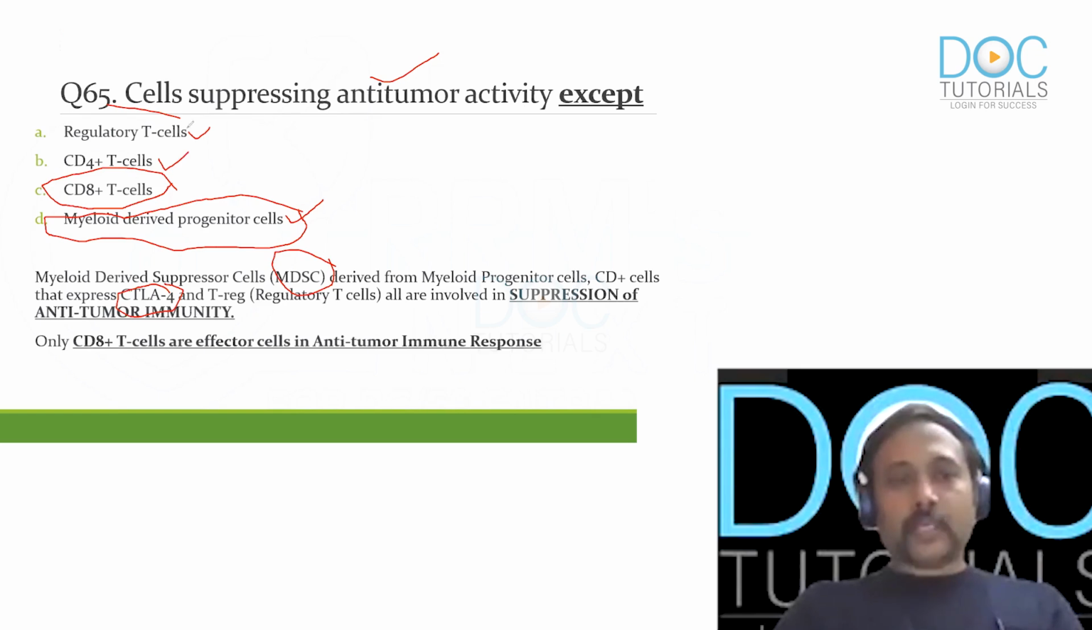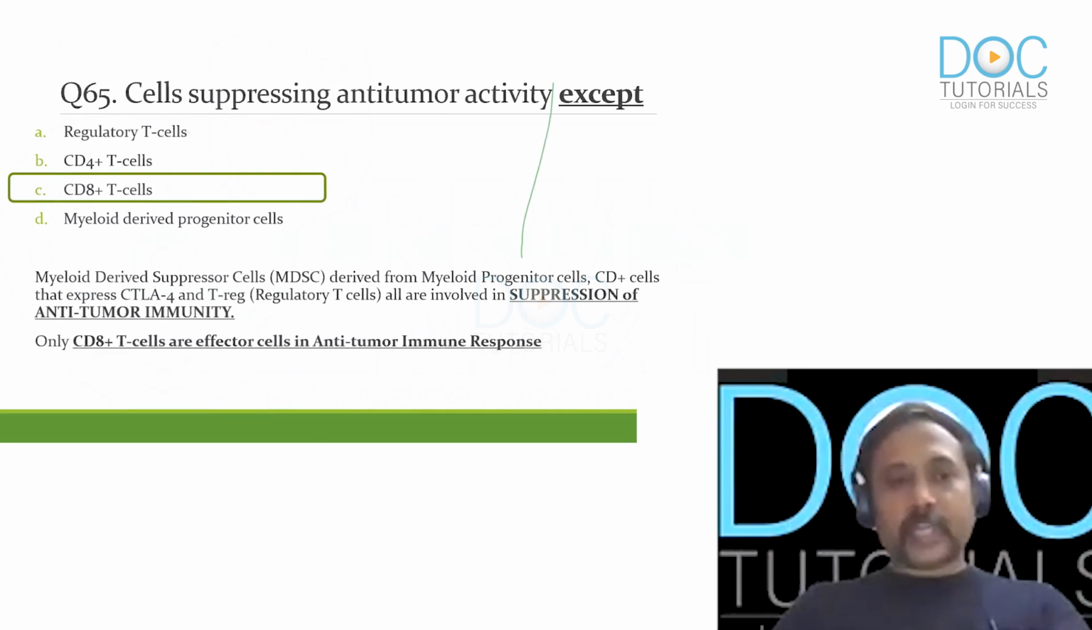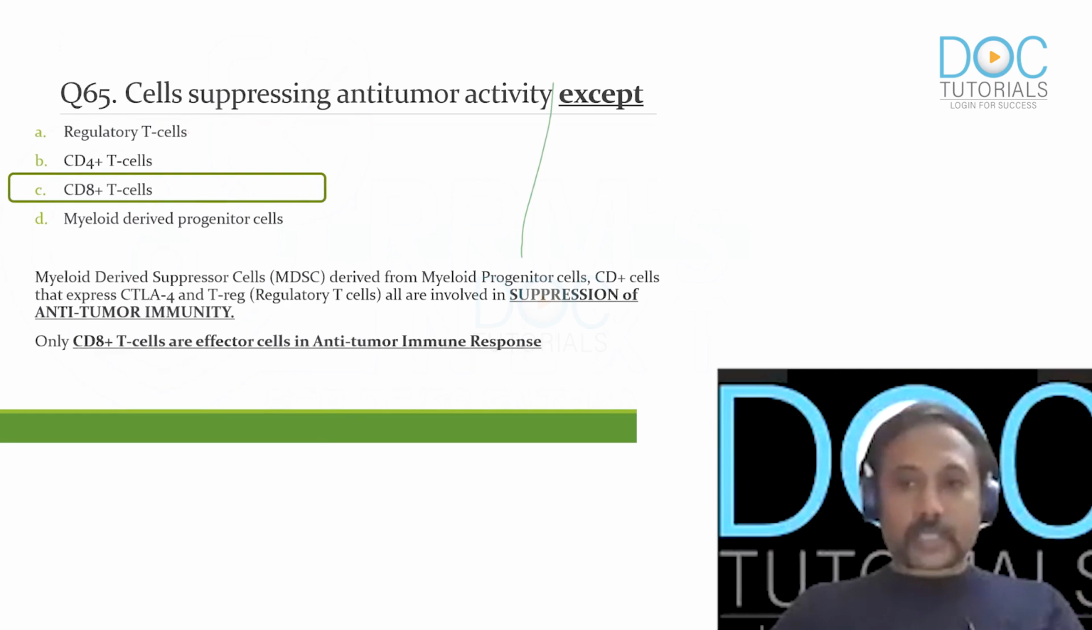If not, then remember that CTLA4 positive CD4 cells and your Treg or regulatory T cells also suppress anti-tumor activity. So they are also important. Here the answer is going to be marked as something, but remember that in patients it can be the other one as well. CD8 plus cells definitely do not have any suppression. So if the question is which cells directly suppress, then it is going to be your MDSC, or myeloid derived suppressor cells. That itself is the name.